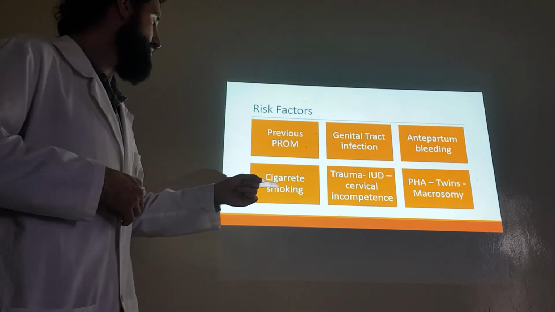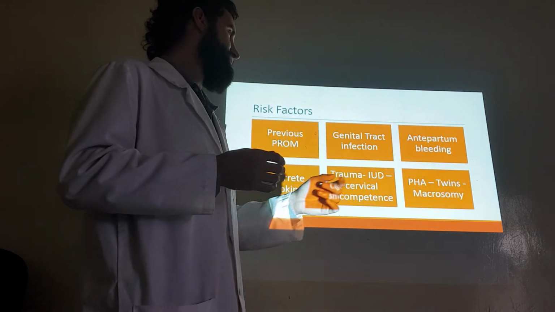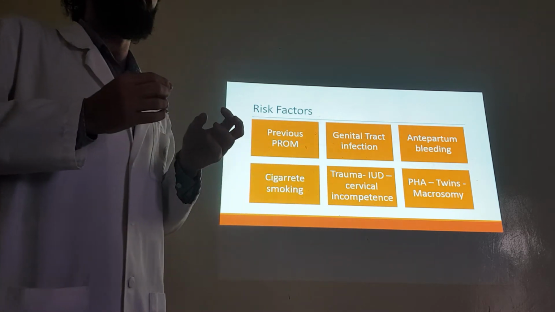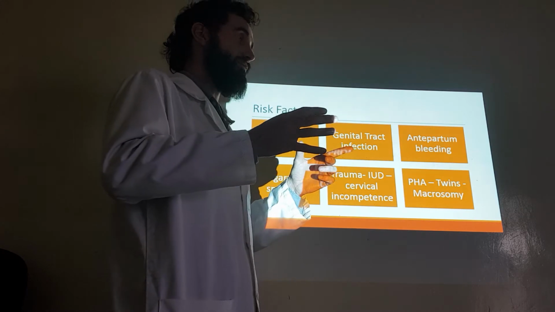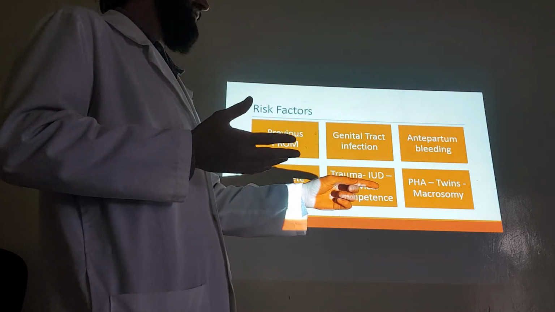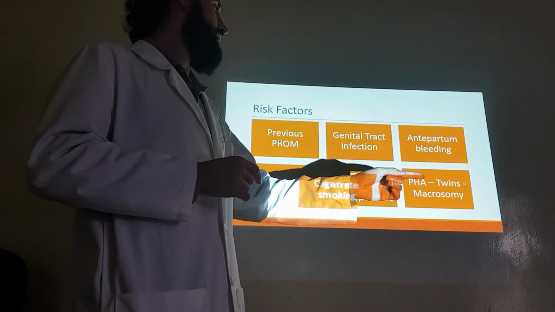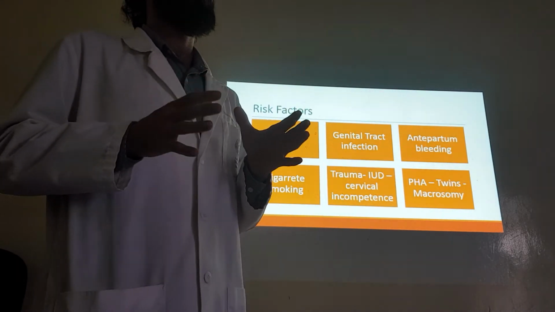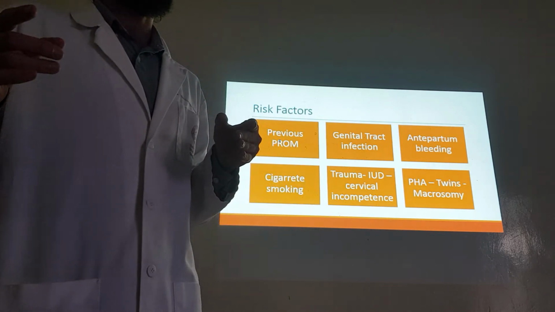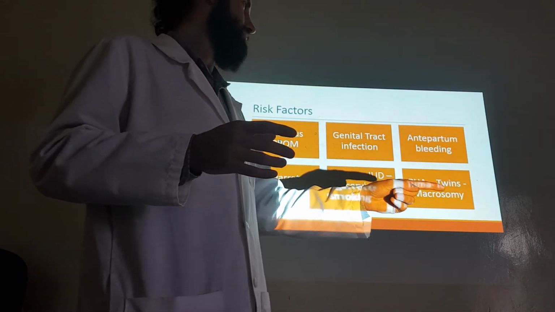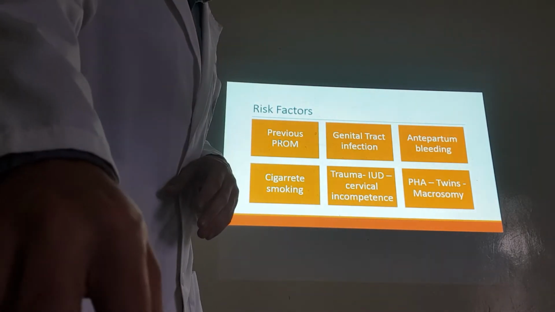Okay, cigarette smoking by the inflammation, trauma, intrauterine device, also both of them produce mechanical inflammation, cervical mechanical stress, and inflammation, cervical incompetence. We will not talk about cervical incompetence in this class, okay? And all the situations that produce abdominal distension are also a risk factor for PPROM, okay? For example, polyhydramnios, gemellar pregnancy, and macrosomia.